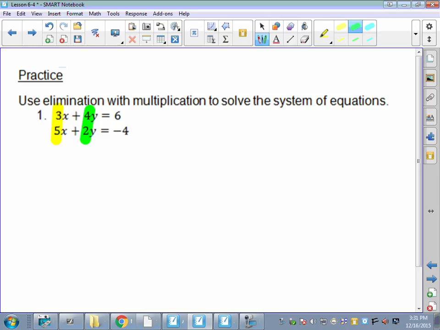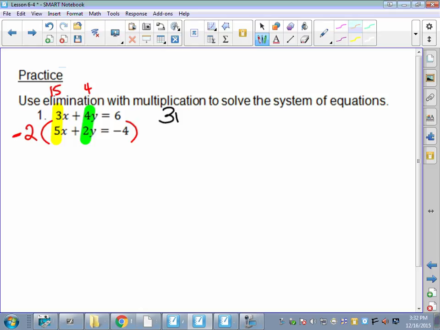Would it be easiest to make the 3 and 5 the same? What do 3 and 5 both go into? 2 and 4, however, both go into 4, right? So that would be easier. We're going to have to multiply the bottom equation to make that 2y into a 4y. So I'm going to multiply this whole thing by 2. And then my y coefficients do have the same sign, so I want to make that a negative 2. Because when I multiply, I'll get a negative 4y. It'll cancel out with that top equation.